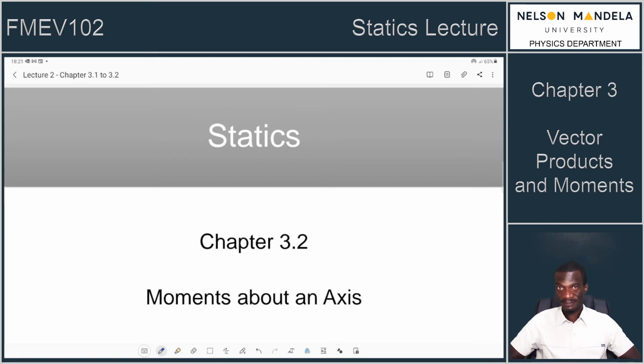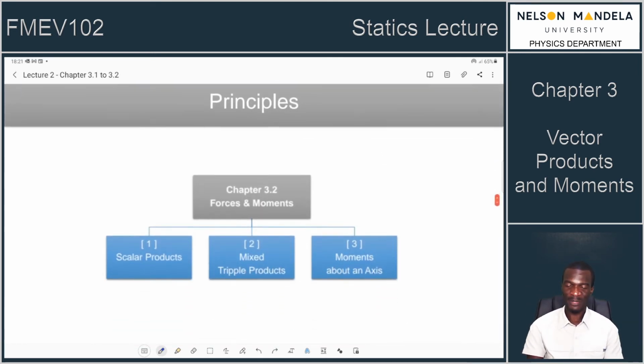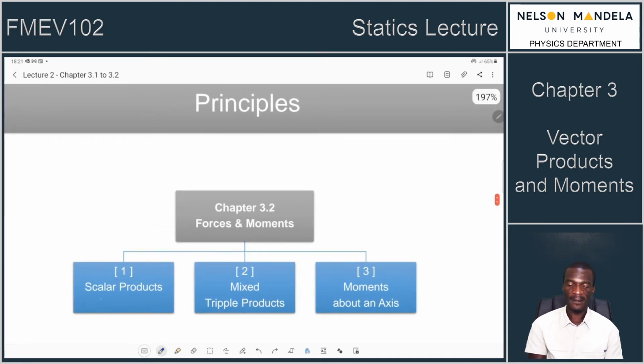You either rotate about a point. So if I'm rotating this pen about a point, I will hold its point or whatever point I wish it to rotate about, and I will apply a force elsewhere, and it rotates about a point. But I can make it rotate about an axis that is at its center. So if I do that, it begins to rotate about an axis through its center. So moments about an axis now require us to look for another type of product of vectors. In this case, it's called a scalar product. So the 3 principles in this section are scalar products, mixed triple products, and moments about an axis.